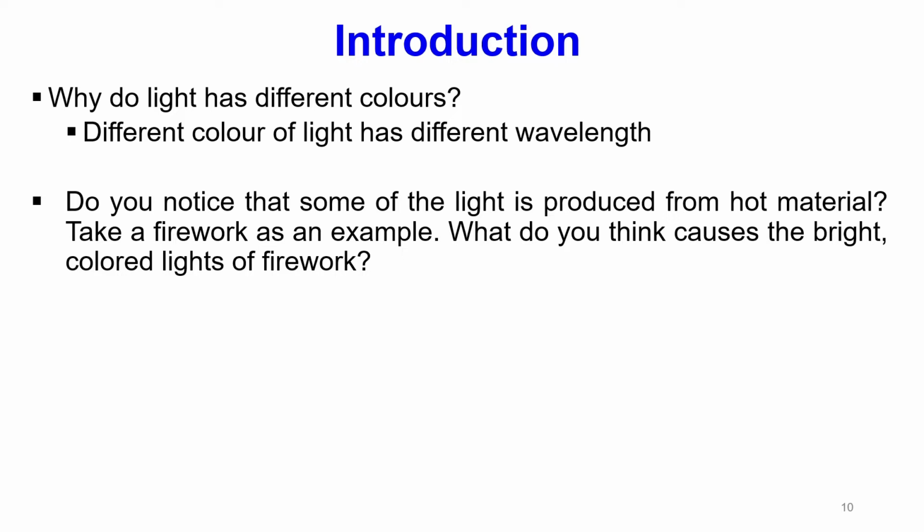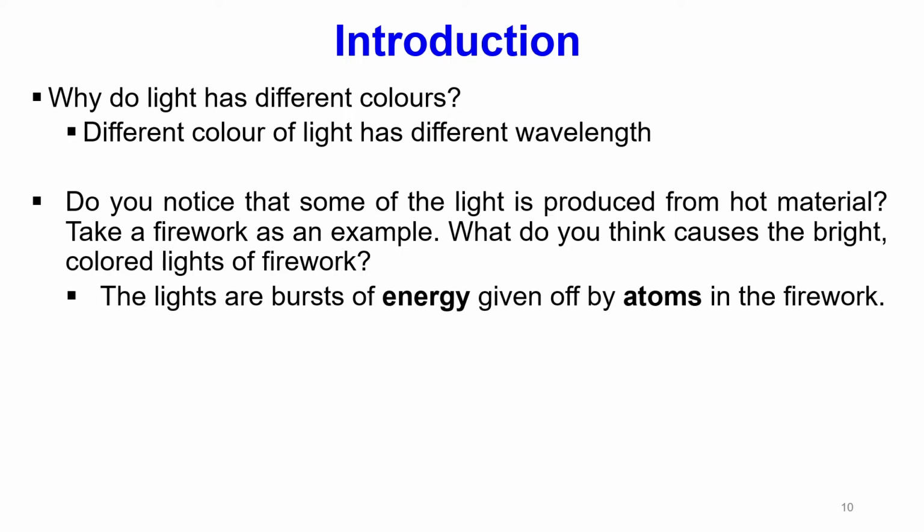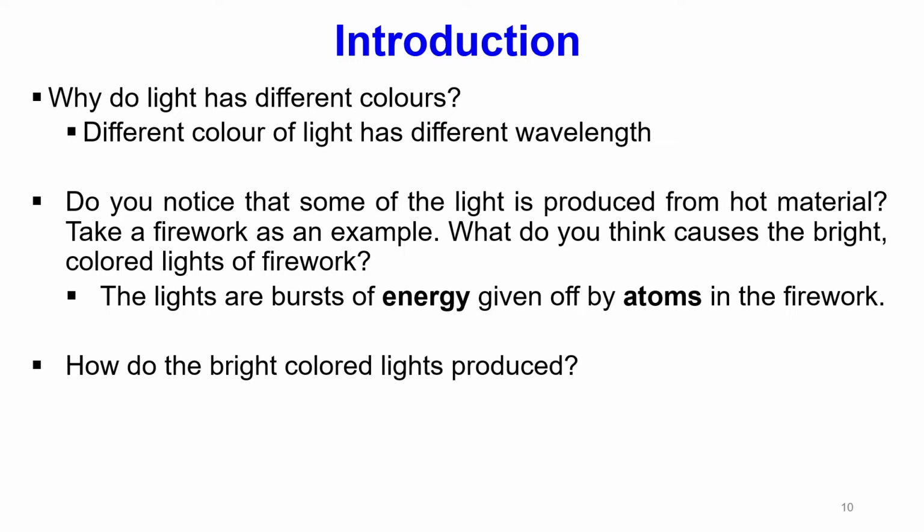Do you notice that some of the light is produced from hot material? Take a firework as an example. What do you think causes the bright colored lights of fireworks? Macam mana bunga api tu mempunyai warna yang berbeza? We will discuss this one. The light is bursts of energy given off by atoms in the fireworks. Cahaya itu merupakan tenaga yang dibebaskan oleh atom di dalam bunga api. So how is bright colored light produced? Jadi macam mana cahaya yang terang ini terhasil?